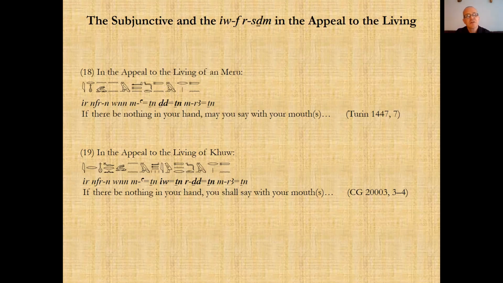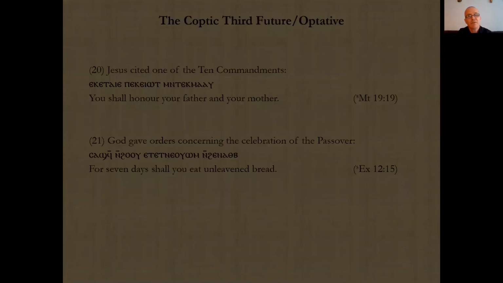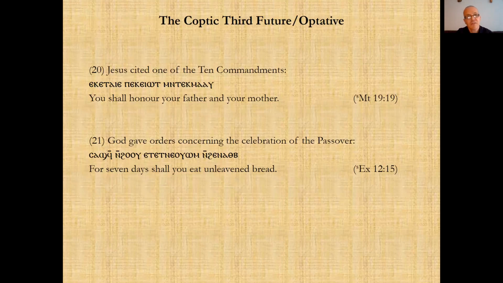Because later on, of course, the ufr sedgem goes through a process of grammaticalisation. It becomes, finally, in Coptic, very much later, the so-called third future, or the optative, as it is sometimes called. Now, this still carries some sort of assertive sense as well, but it's very much used for exactly this sort of compulsive meaning, as in 20 and 21. You shall honor your father and mother. For 7 days you shall eat unleavened bread, and so on and so forth. So it's become this kind of optative.